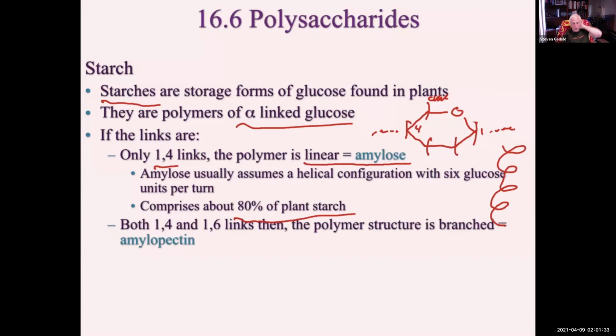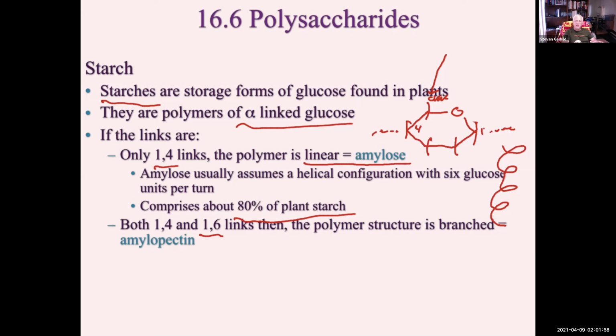If you have 1,4 and 1,6 linkages, remember the number 6 carbon is right here, that top carbon, and it's going to bind to the number 1 position. That's going to put a bend in your straight line. It's not going to be a straight line anymore. So if you have 1,4 and 1,6, then the structure is branched and it's called amylopectin. If it's all 1,4 and linear, it's called amylose.